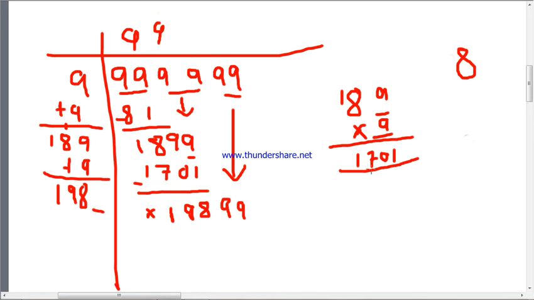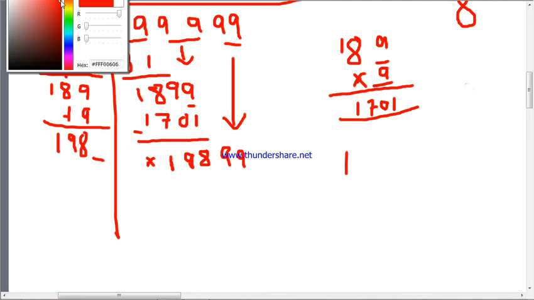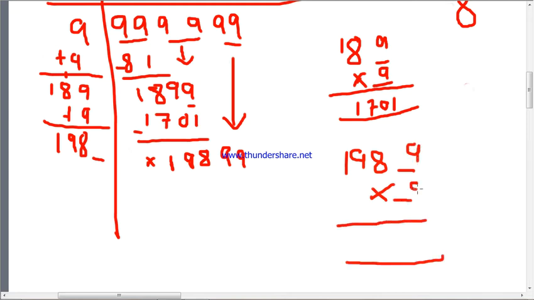I need one more number. Okay, close number. So let's start again with 19. You continue the process. 1989, sorry, 198 dash multiplied by the same number. Let's see. Again, let's not waste time. Let's do directly with 9. I think this will help us.